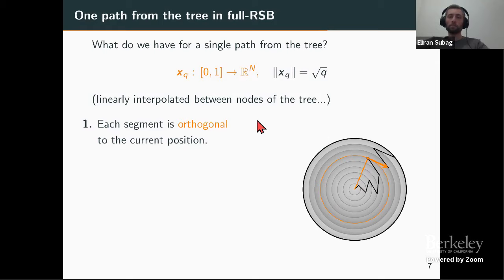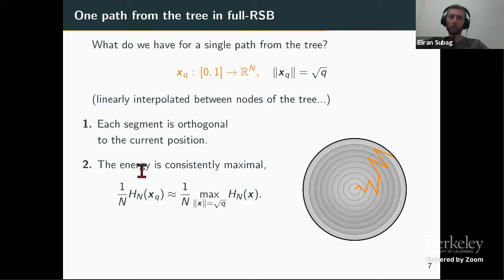And because of the orthogonality on the tree, for this path, any segment is going to be orthogonal to the current position because it's orthogonal to all previous segments. And it also has this control over the energy. The energy is consistently maximal in this sense. It's just the maximal energy on the corresponding radius.